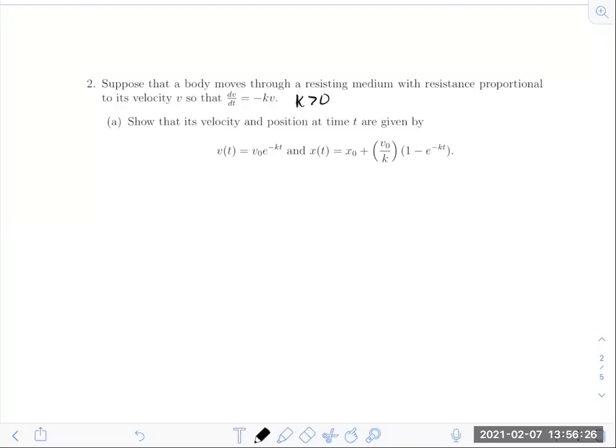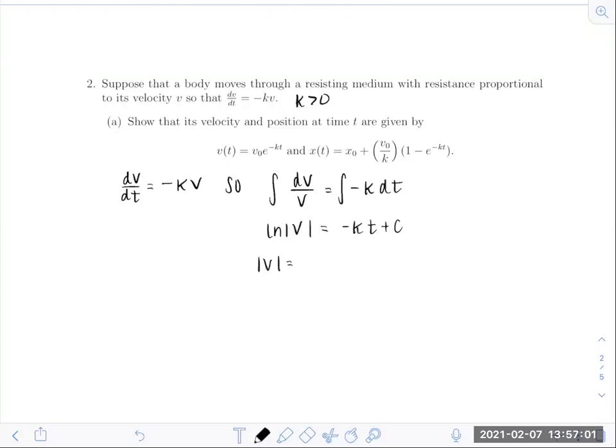All right, so what we're going to do is take this initial DE, which is dv/dt equals negative kv, and we can go ahead and separate variables. So we have dv over v equals the integral of negative k dt, and then we'll solve from here. So we have the natural log of the absolute value of v equals negative kt plus some constant of integration. We'd like to solve explicitly for v, so let's apply the natural exponential function. So that's e to the negative kt plus c.